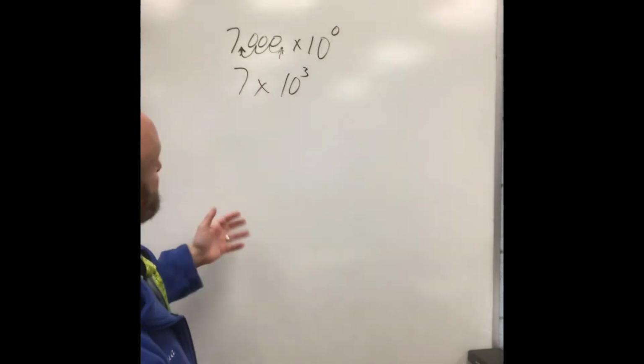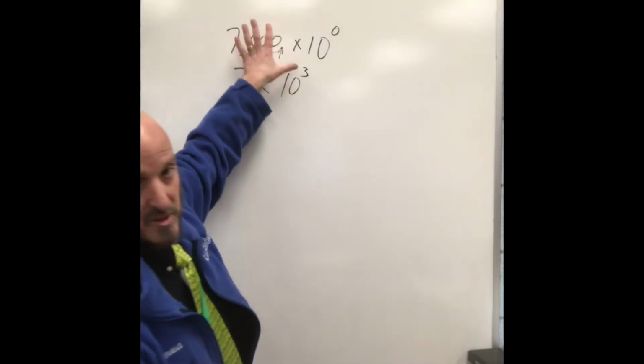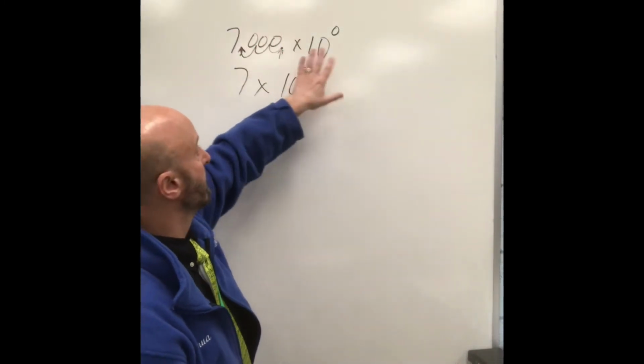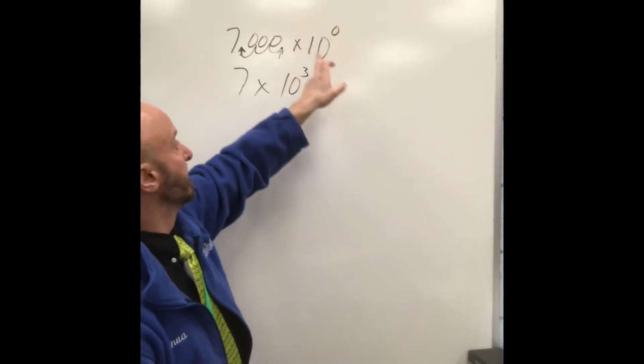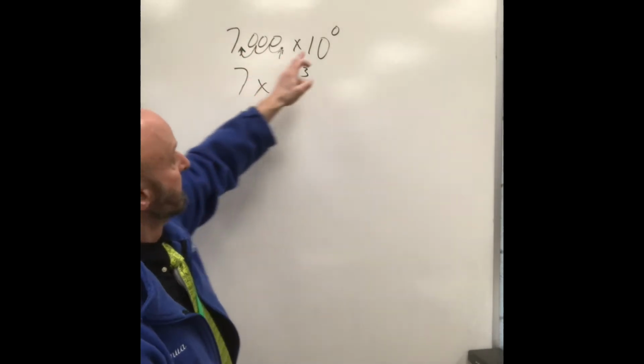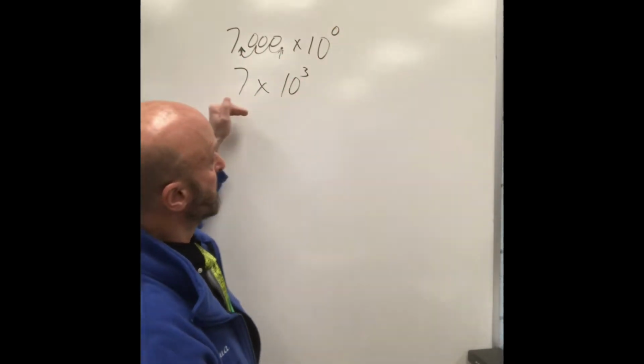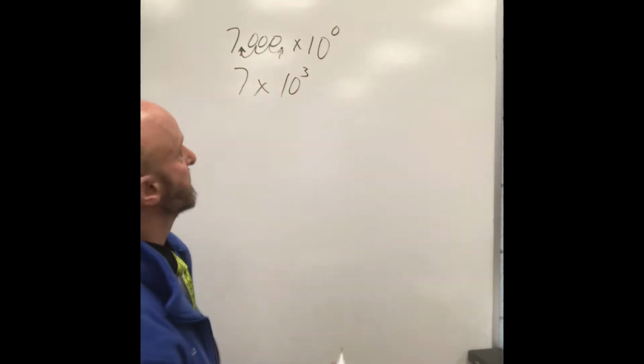Okay? So that's that. We have to remember that any number that you see, a whole number, or a number without scientific notation, is assumed times 10 to the 0. If the decimal point moves to the left, the exponent increases. If the decimal point moves to the right, it decreases. So let me show you that real quickly.